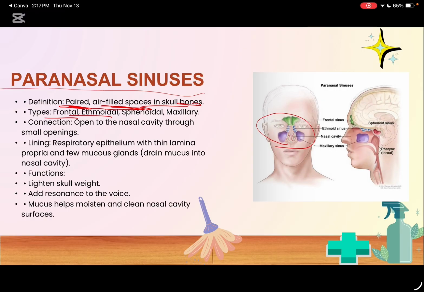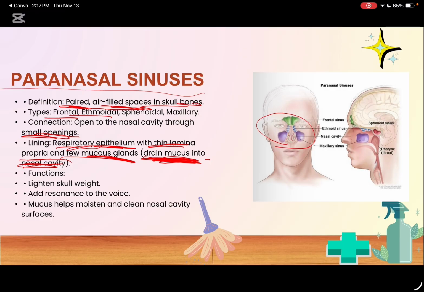How do they connect? They open to the nasal cavity through small openings. Their lining is respiratory epithelium with a thin lamina propria and few mucus glands. It's very important to know that they drain mucus into the nasal cavity. And what is the function? It's basically just to lighten the skull weight and add resonance to the voice.